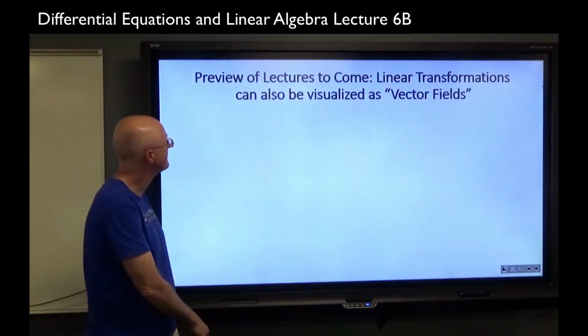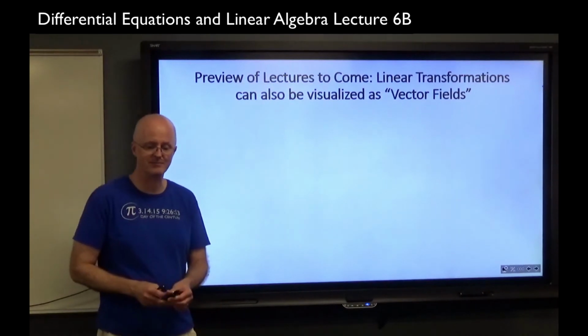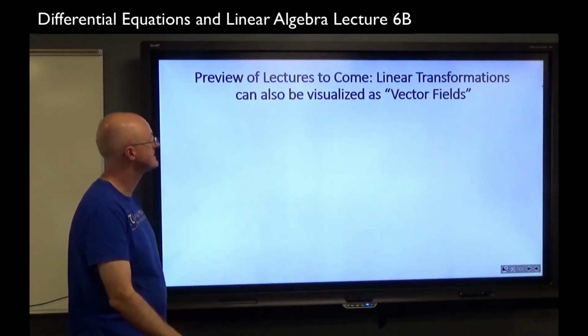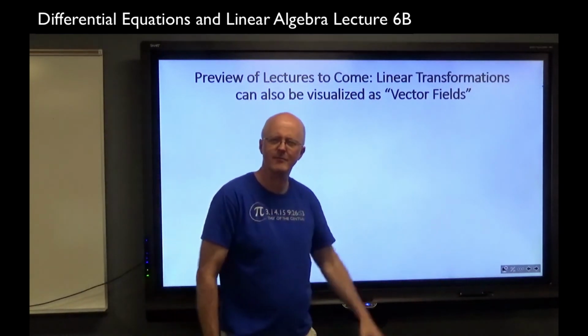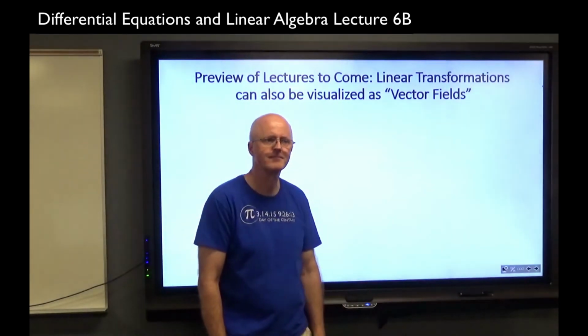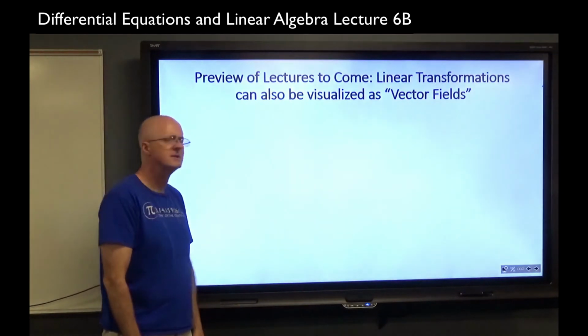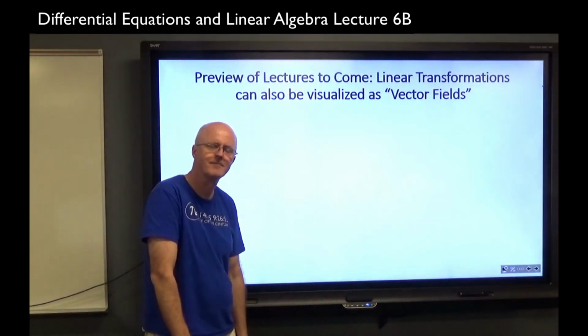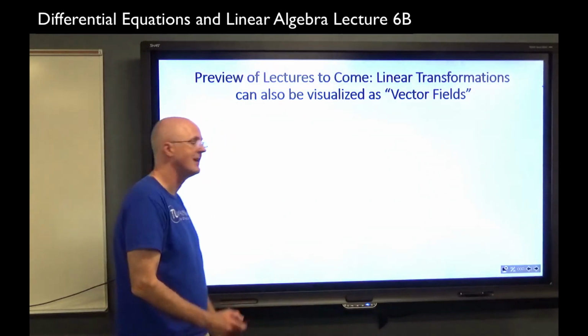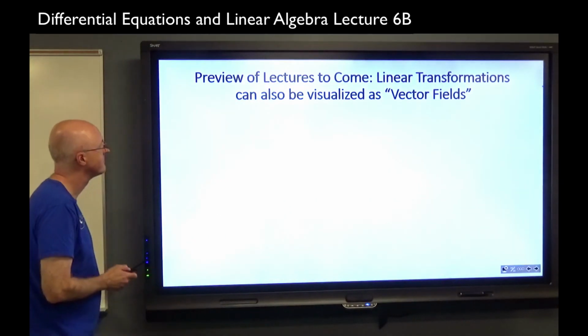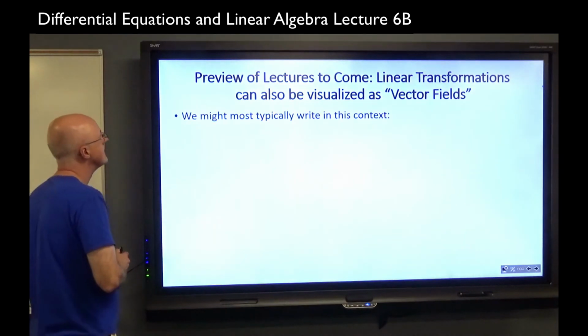Here's the last slide. It's a little preview of lectures to come. This is pretty cool, though it's hard to understand. Linear transformations don't have to be visualized as mappings. They can be visualized as something called vector fields. What's a vector field? I'll describe it quickly, though it's kind of a hard concept, at first at least.